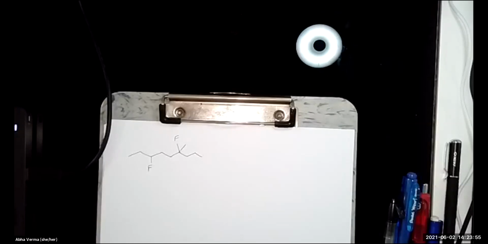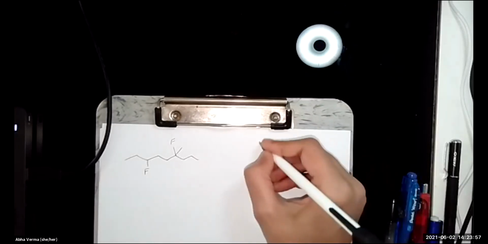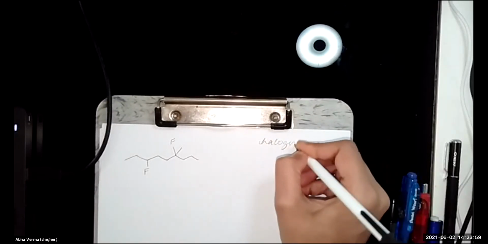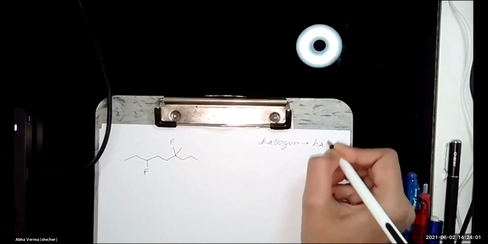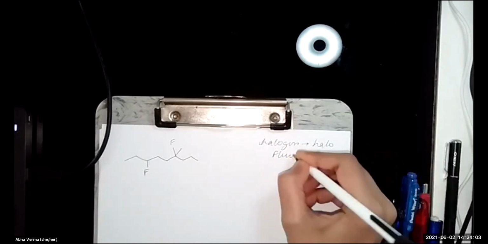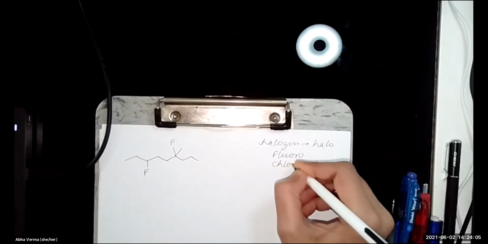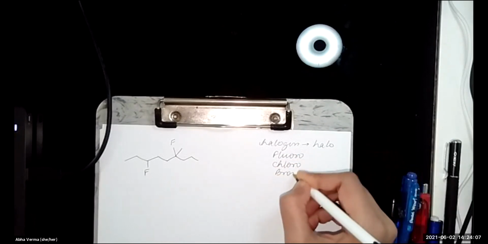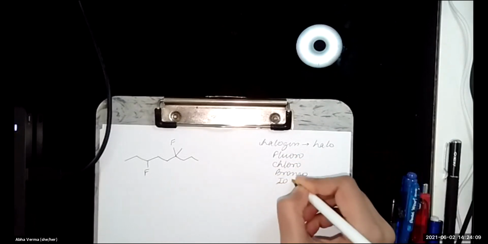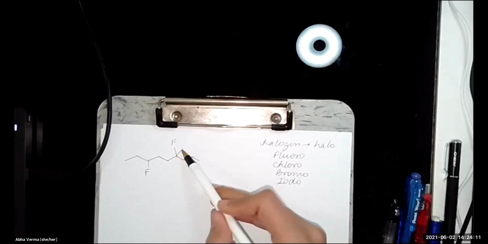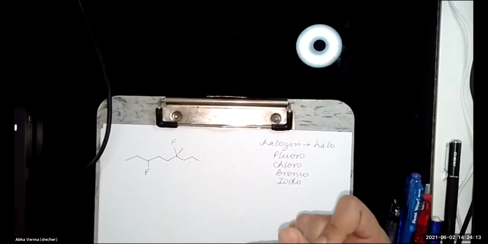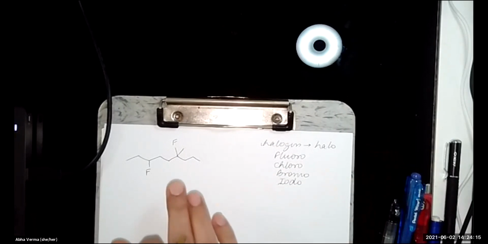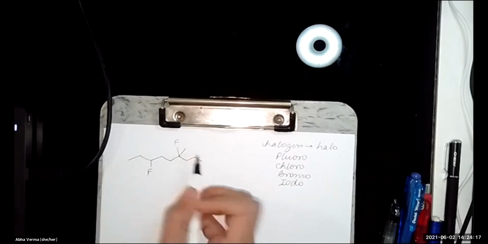So how am I going to name this? All of our halogens are just halo. Fluoro, chloro, bromo, iodo. Just like we have methyl, we have fluoro, right? So how am I going to name this structure? How many carbons are there?